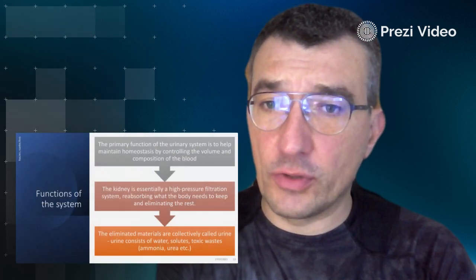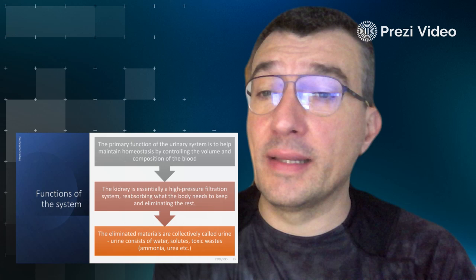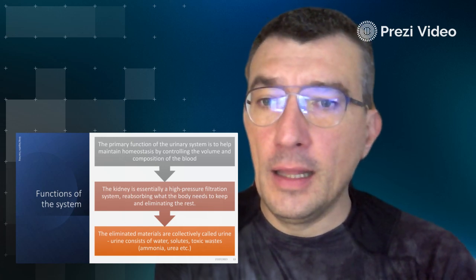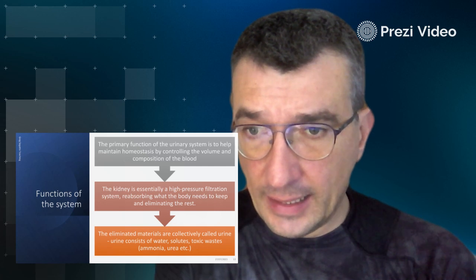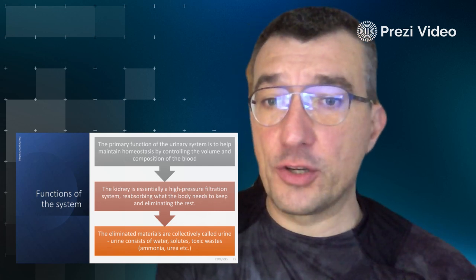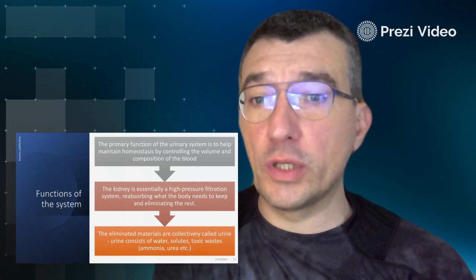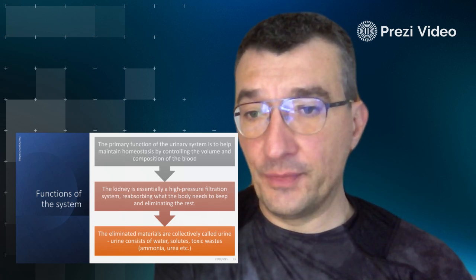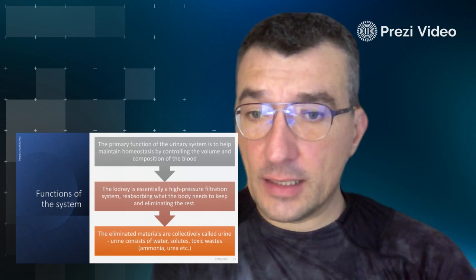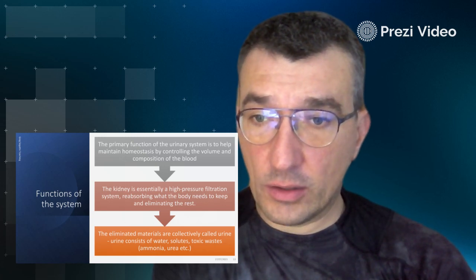The primary function of the urinary system is to help maintain homeostasis, again, by controlling the volume and the composition of the blood. The kidney is essentially a high pressure filtration system, reabsorbing what the blood needs to keep and eliminating the rest. The eliminated materials are collectively called urine.